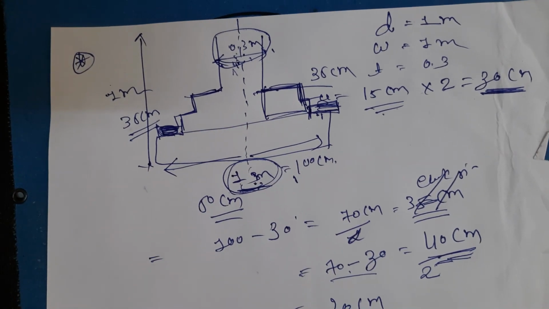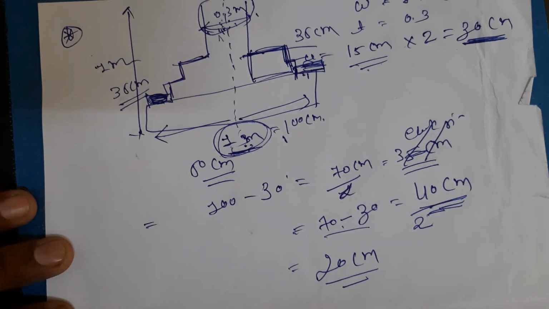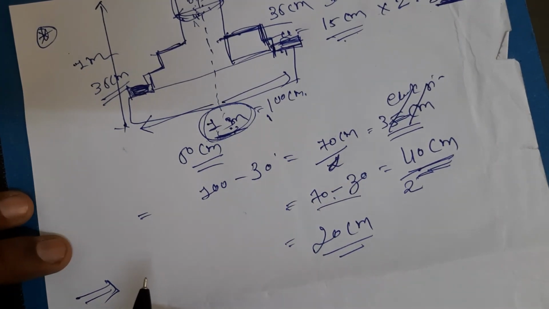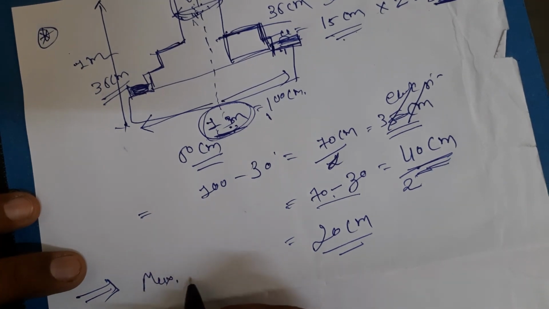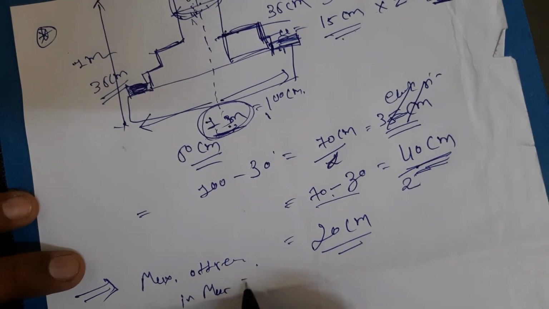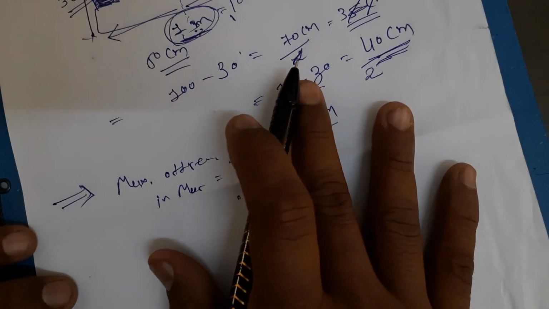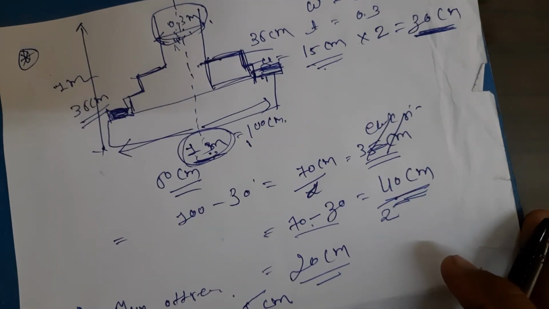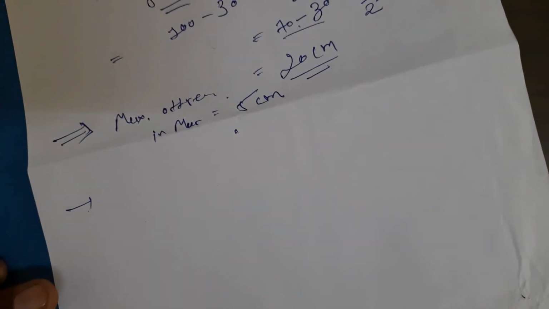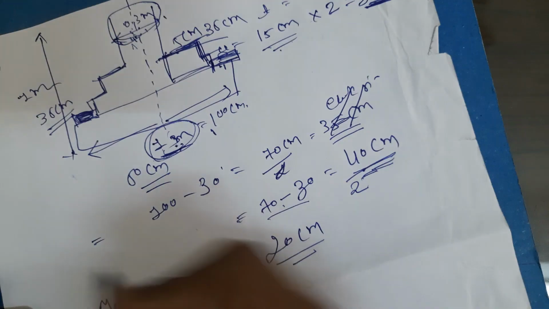Okay, so how many offsets are there, or the minimum height of offset provided. But as per standard, the maximum offset in brick masonry is 5 centimeter. Okay, so 5 centimeter is fixed. Okay, now the offset value is like this. This is your 5 centimeter maximum provided. Okay, this is your brick.